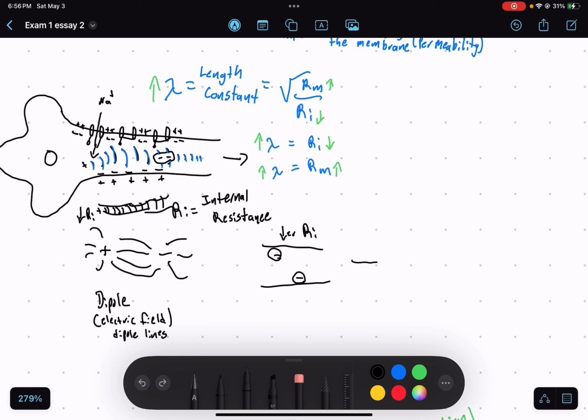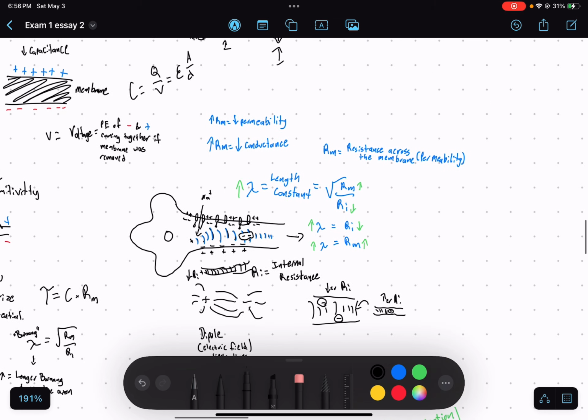Yeah, so if you have something smaller and something negative blocking the way, it's going to have higher internal resistance than if it was larger, because that electrical field could still make it through while this one would stop. With that being said, now we know that length constant, how far that electrical field can travel, is going to be based on the membrane resistance and the internal resistance.